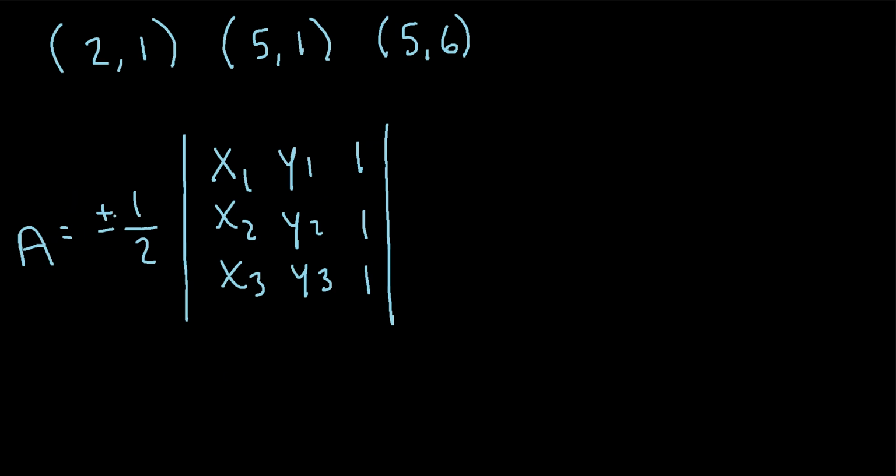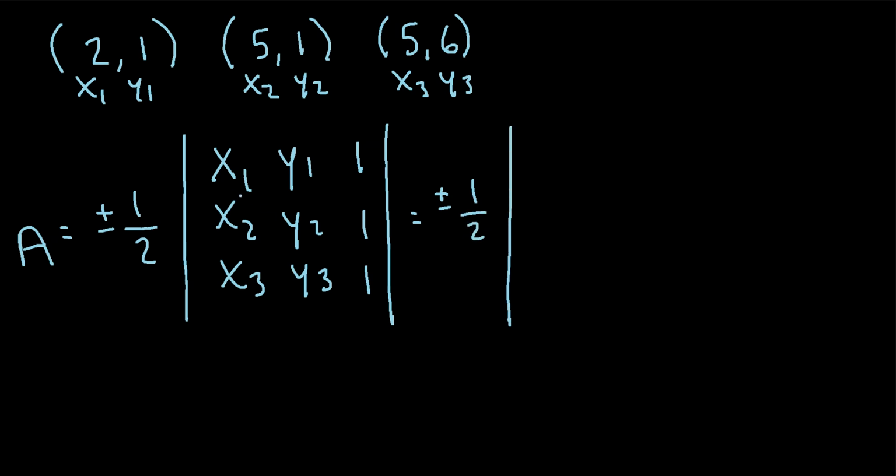The area is equal to plus or minus 1/2 times the determinant of this 3 by 3 matrix, where the first column of values are all the x values, the second column of values are all the y values, and the third column is just all ones. So if we label these coordinates as x1, y1, and this one could be x2, y2, and this one can be x3, y3, let's work through this process of filling in these values and finding the area. So we can write plus or minus 1/2.